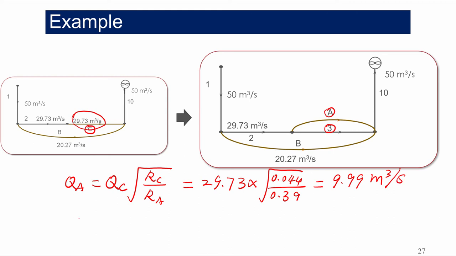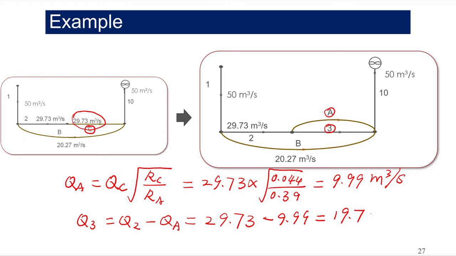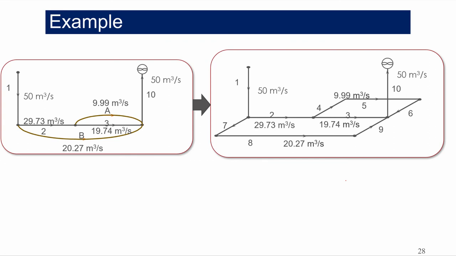So by using Kirchhoff's first law, Q3 equals Q2 minus QA equals 29.73 minus 9.99 equals 19.74 cubic meters per second. Now move backward one more step. Airway A came from airways 4, 5, 6 in series. Airway B came from airways 7, 8, and 9 in series.